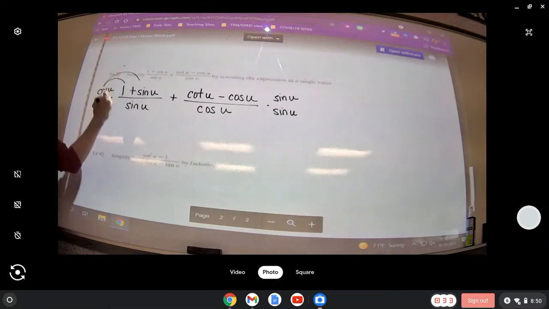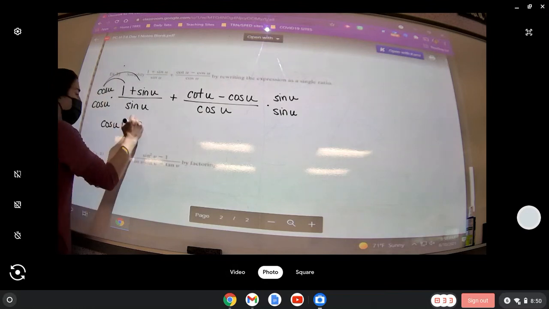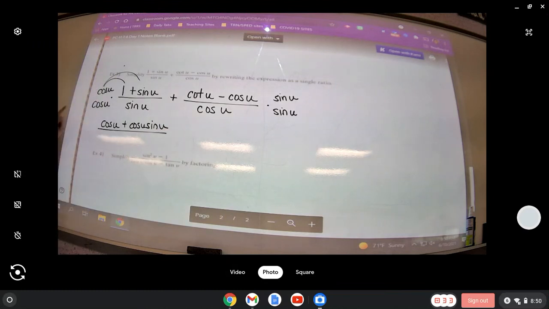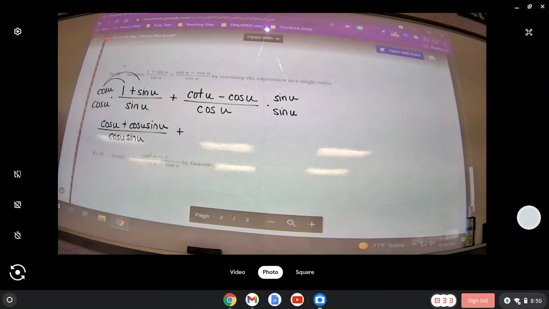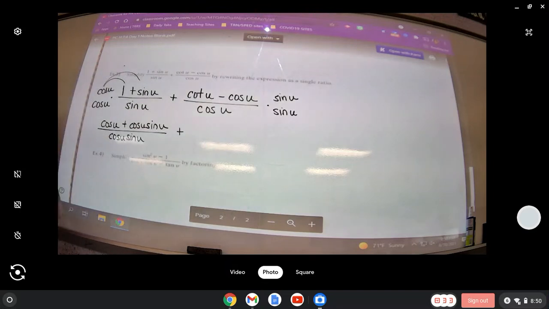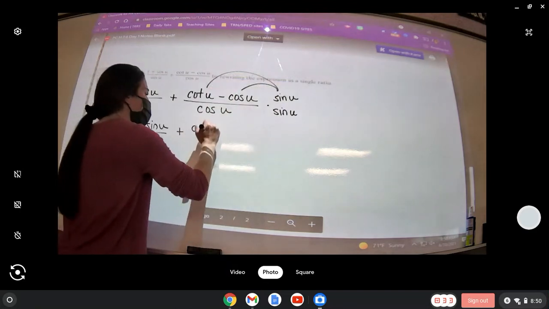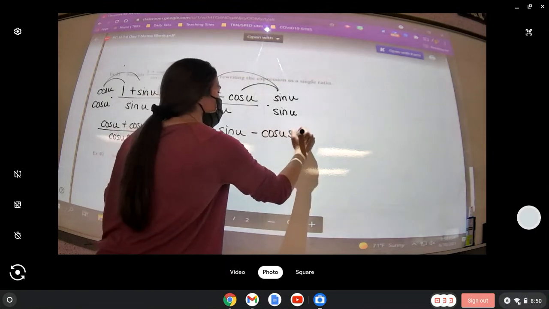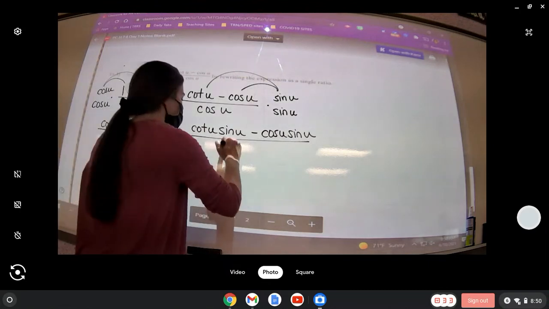So this will be cosine u times 1 is cosine u, and then cosine u times sine u is just going to be positive cosine u sine u, over my new denominator of cosine u sine u. And then I'll be adding that with, what do I get on the other side? Same thing. I'm going to distribute my sine u to the top because I need to distribute in order to add the tops. So we'll distribute, and I'm going to get cotangent u sine u minus cosine u sine u all over my new denominator, cosine u sine u.